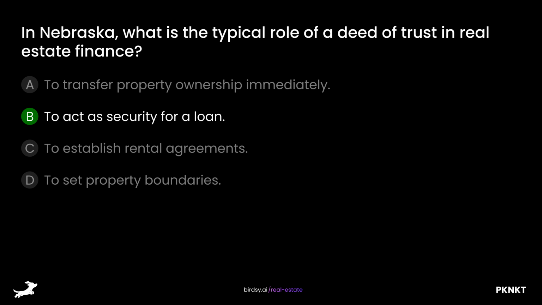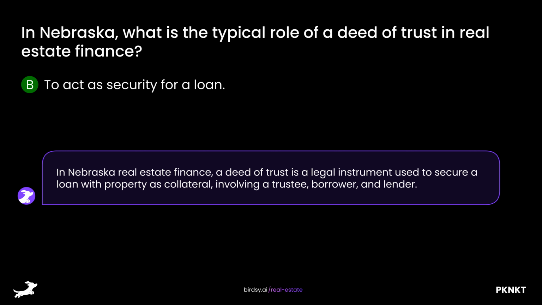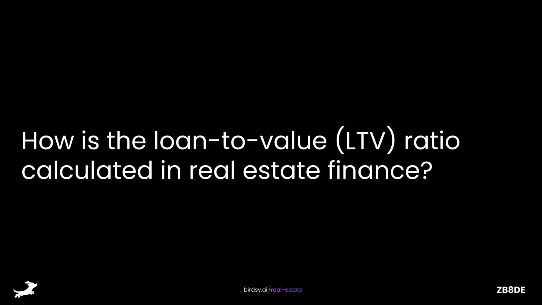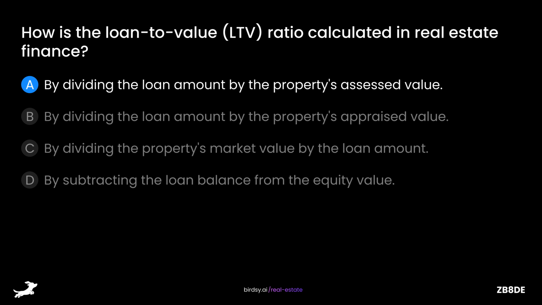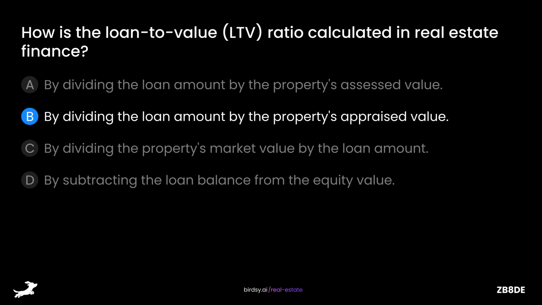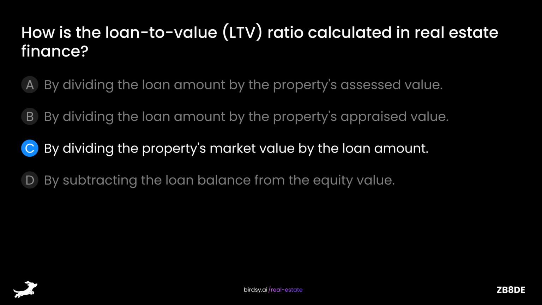The answer is B, to act as security for a loan. In Nebraska real estate finance, a deed of trust is a legal instrument used to secure a loan with property as collateral, involving a trustee, borrower, and lender. How is the loan-to-value ratio calculated in real estate finance? Is it A, by dividing the loan amount by the property's assessed value, B, by dividing the loan amount by the property's appraised value, C, by dividing the property's market value by the loan amount, or D, by subtracting the loan balance from the equity value?